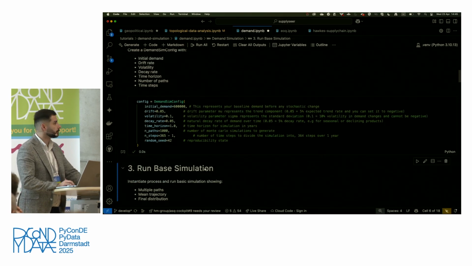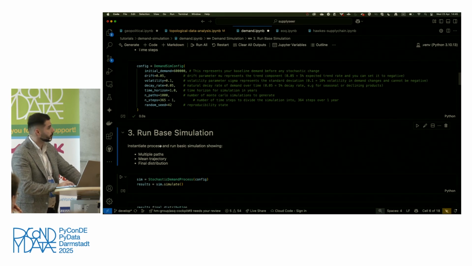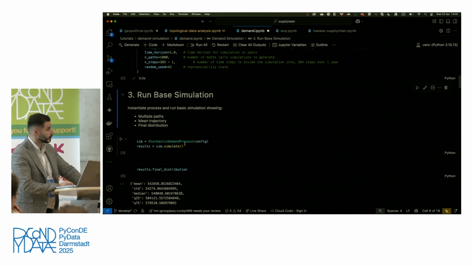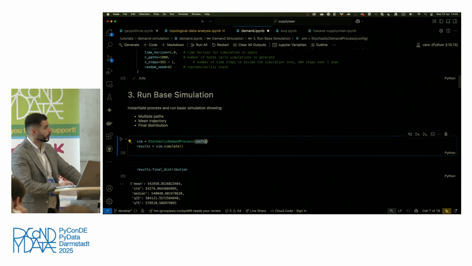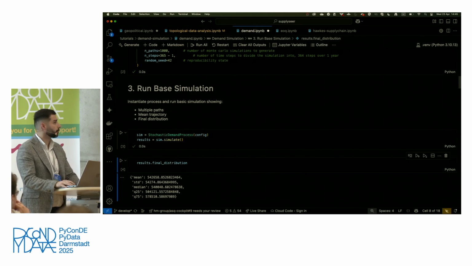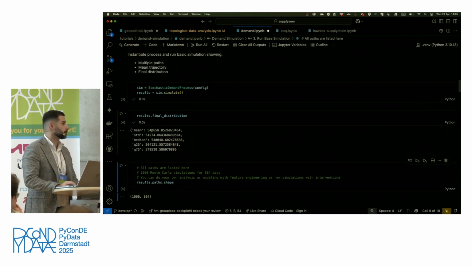Let's run that one. We got that. Three, we're going to run the base simulation. We're going to instantiate the process, and we're going to run the basic simulation. You need to instantiate this based on your config above, and then we'll run it. Quick, that's good. So this is our final distribution.